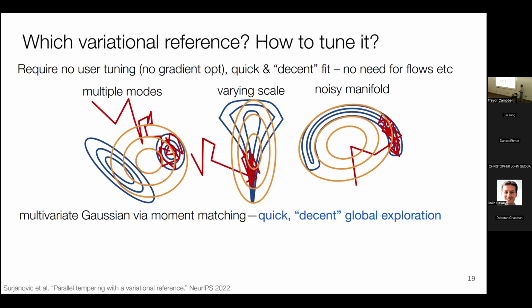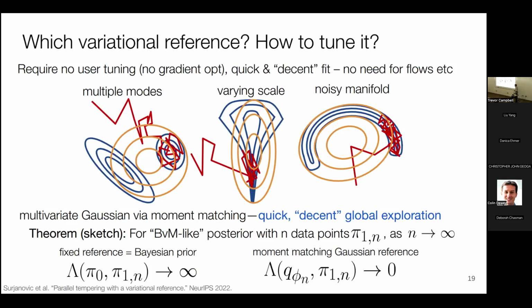Okay, so we do this with a Gaussian, and we fit the Gaussian with moment matching. Just estimate the mean using samples from PT, estimate the variance using samples from PT. There you go, there's your Gaussian. No gradient tuning required. We have a couple of theorems about this. I'll just present one little sketch here for fun. If your model has what I call a Bernstein-von Mises-like posterior, so there are some technical conditions here, basically you just need your posterior to concentrate around a true parameter, and it should look like a Gaussian as long as you get enough data.